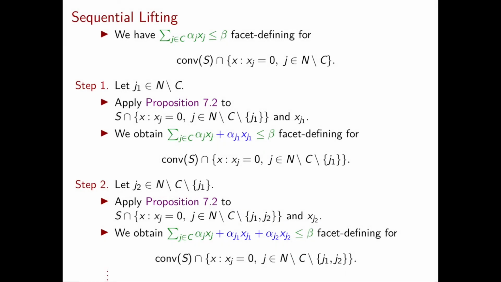And so on and so forth. If you continue until you have considered all the indices in N minus C, you will end up with a facet defining inequality for the convex hull. So let's see now algorithmically what we have to do in order to perform this sequential lifting. In fact, in this discussion, I didn't even write exactly how to compute the coefficients alpha ji.